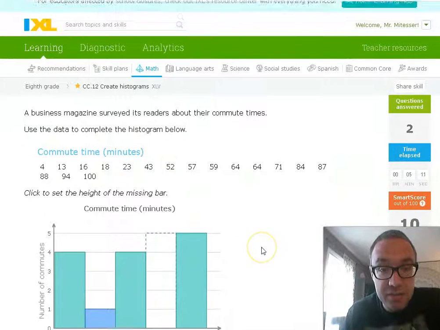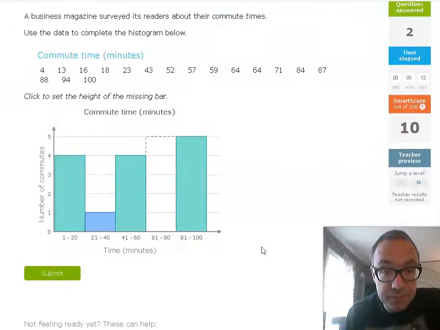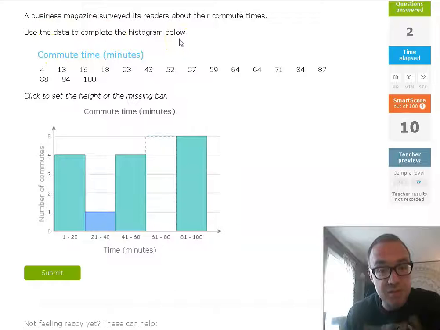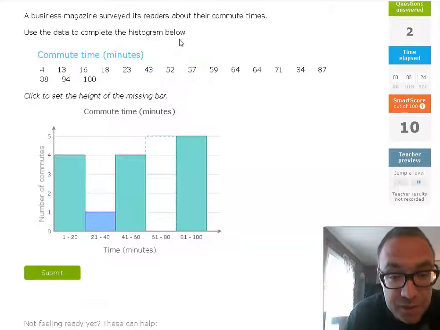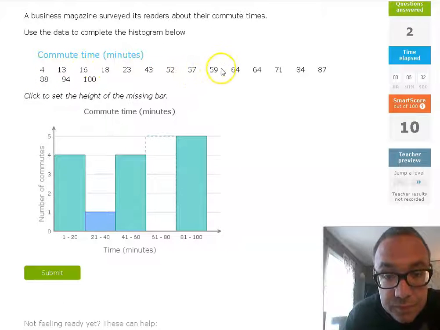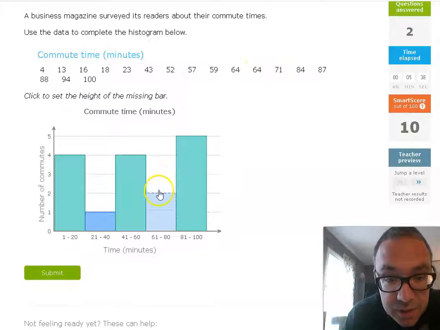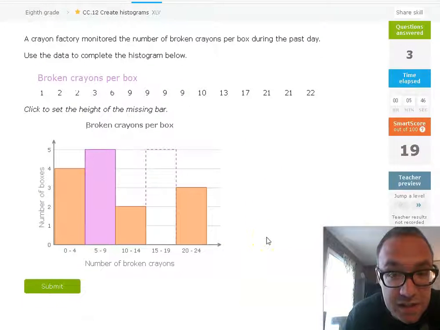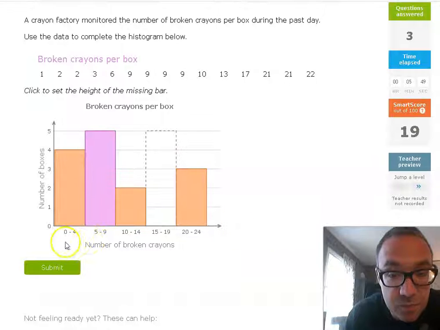Now here's another way you could be asked this kind of question. A business magazine surveyed its readers about their commute times. Use the data to complete the histogram below. So they kind of partially filled it out for you. So we want to know how many were between 61 and 80. So then you can count 1, 2, 3. So it looks like 3. So let's do that. There you go. So you can see you'll have some questions like this.